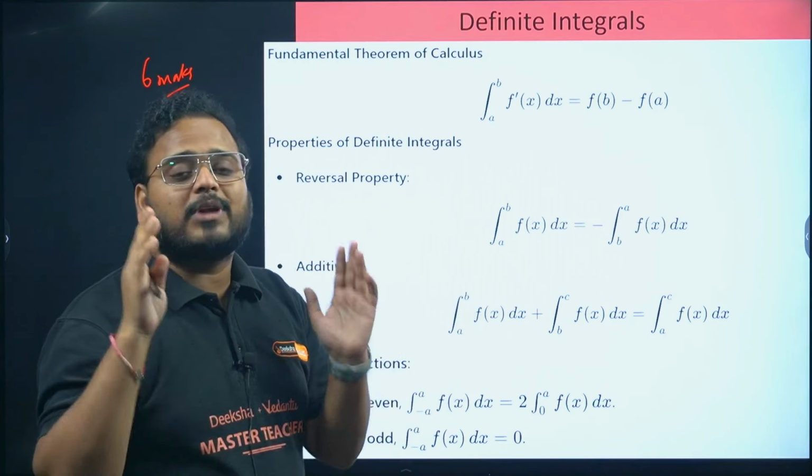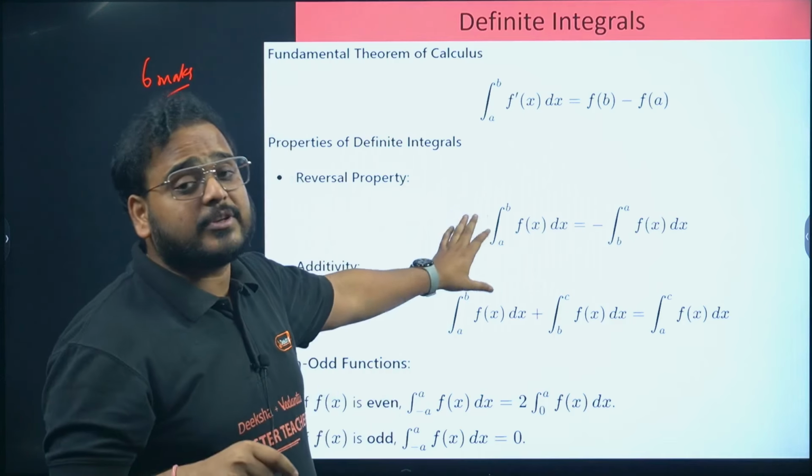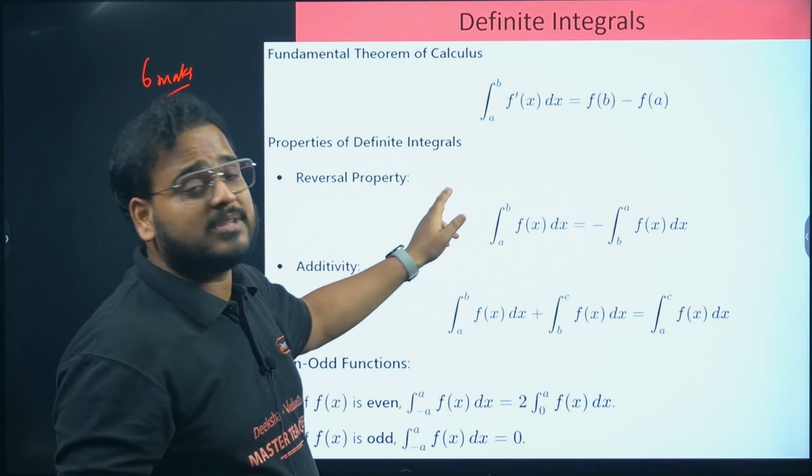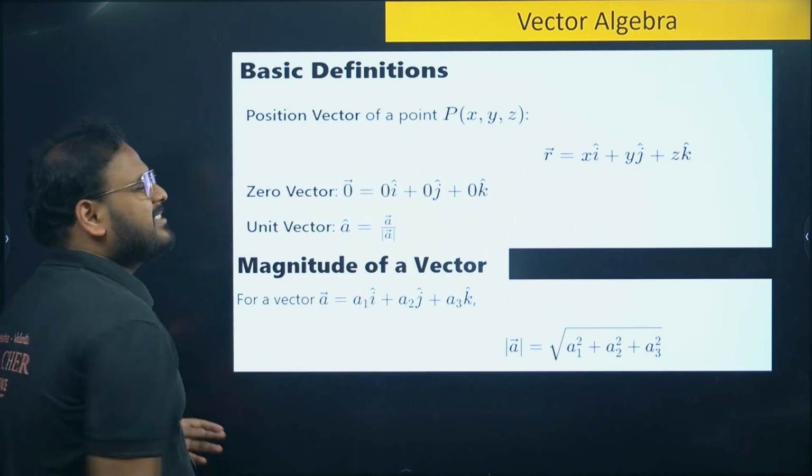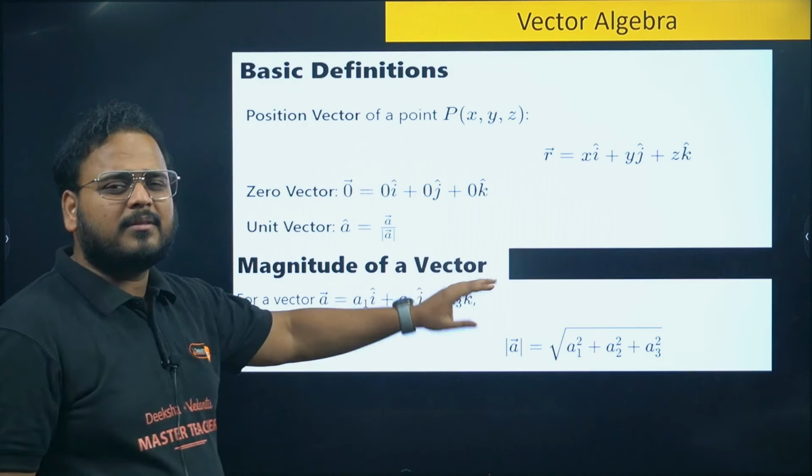Don't go into that zone. Do it right away. A 6 mark question can come from here if you have this in your midterm syllabus, and it will come in the final set for sure. Vector algebra, very simple chapter. Very, very simple. If you remember the formulas, that's good enough for you.